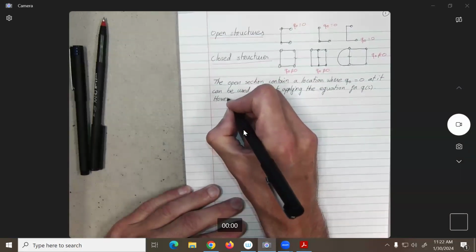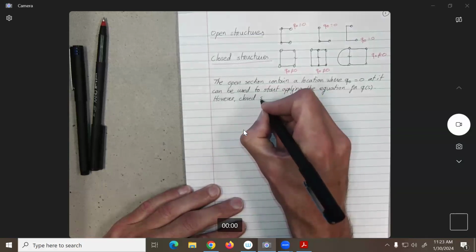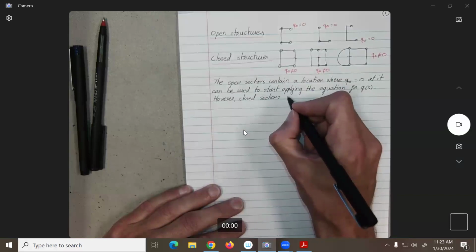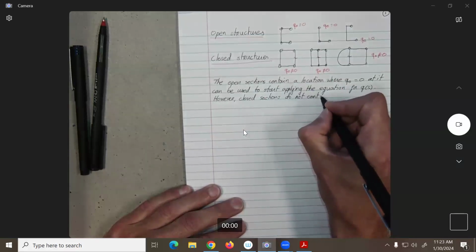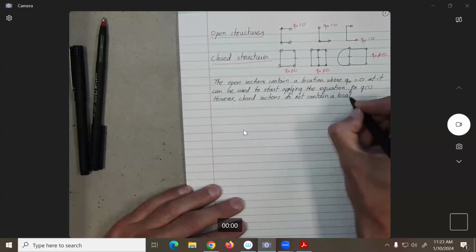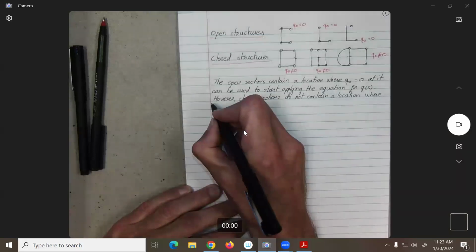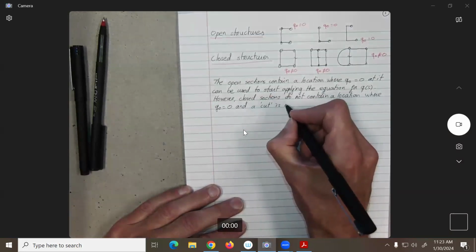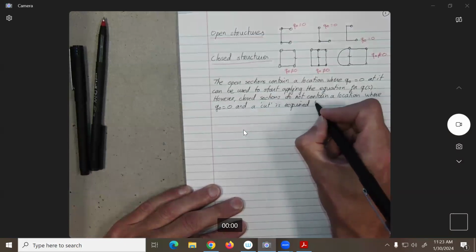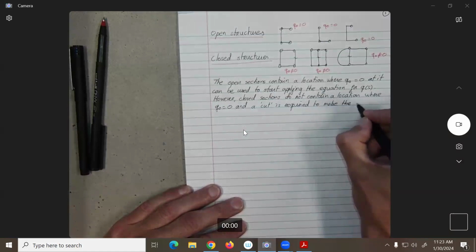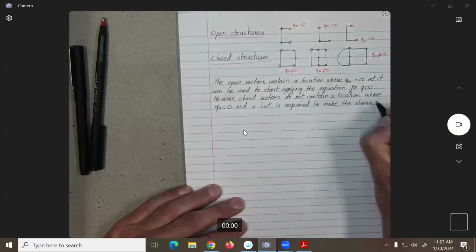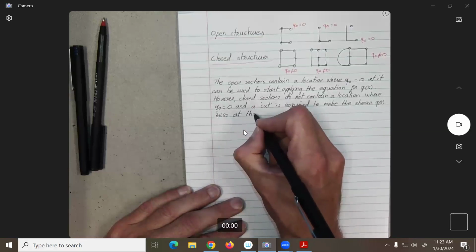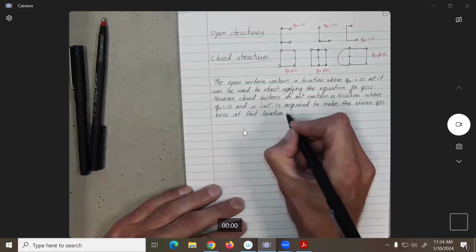However, closed sections or closed structures, okay, open sections, closed sections do not contain a location where Q sub naught equal to 0, and a cut is required to make the shear Q sub S 0 at that location.